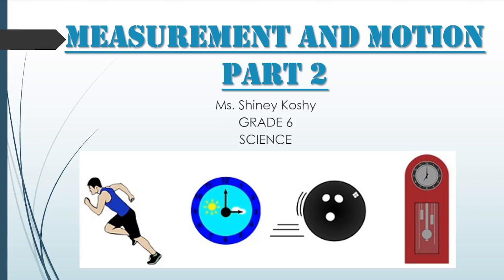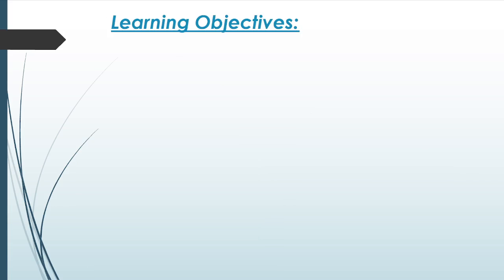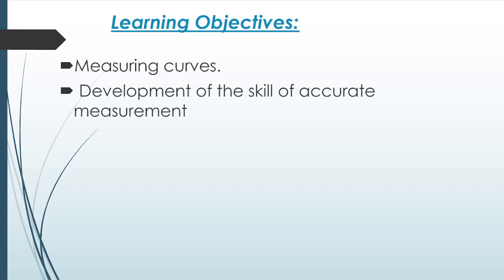In the last video, we have learned about the importance of measurement, about the different systems of measurement, SI units and non-standard units of measurement, and how to convert from one unit to another. In this part, we're going to measure curves using the divider method as well as thread method. We'll also learn about how we can develop the skill of accurate measurement.